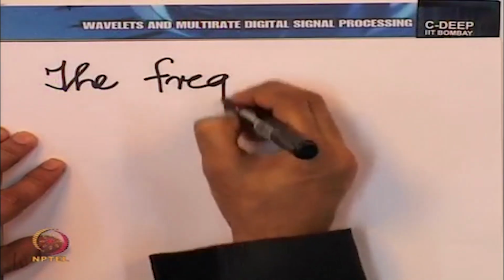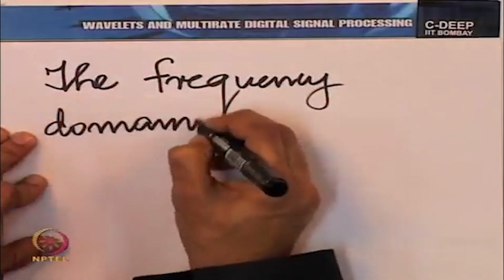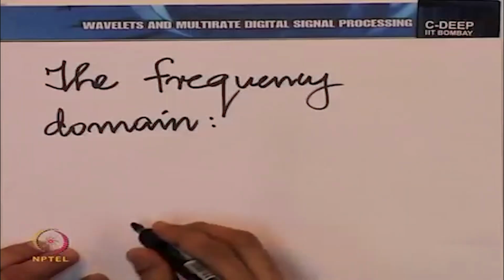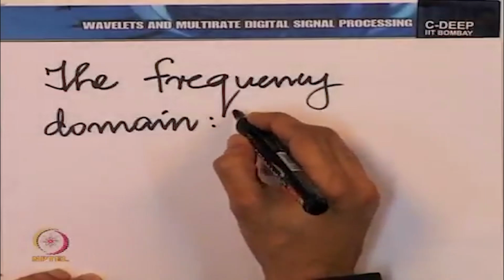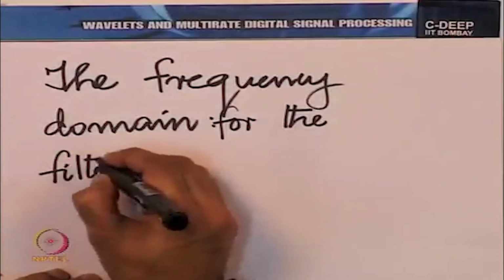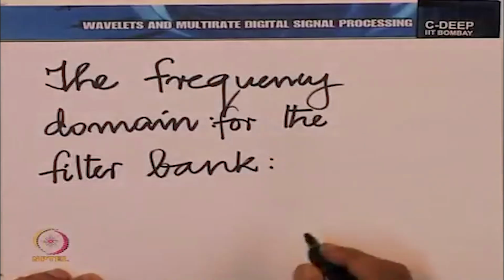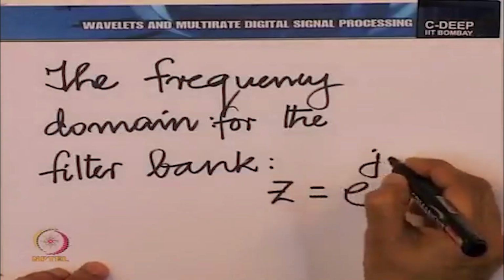So, our objective here is to look at the frequency domain behavior. And how would we get a frequency domain representation of the Haar filter bank? So, what we will do is we will progress as follows. First, we shall look at the frequency domain for the filter bank. And how would we do that? We would do that by substituting z equal to e raised to the power j omega.